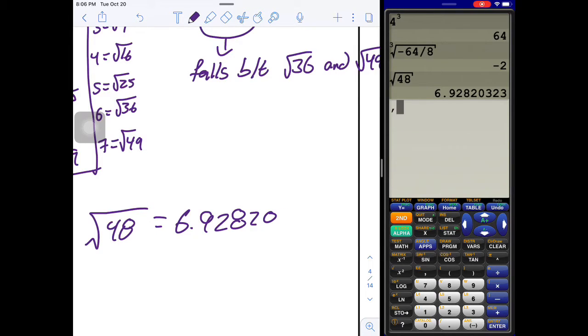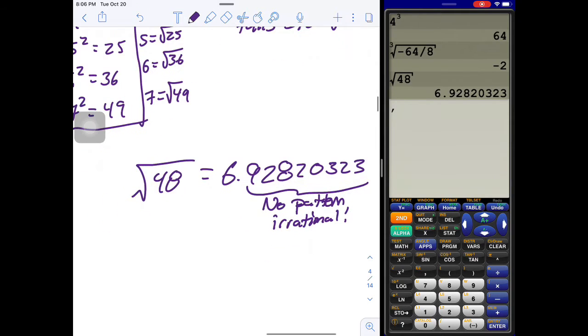So that would be 320323. So this has no pattern. It's irrational. It makes the whole number irrational. So this guy is an irrational number.